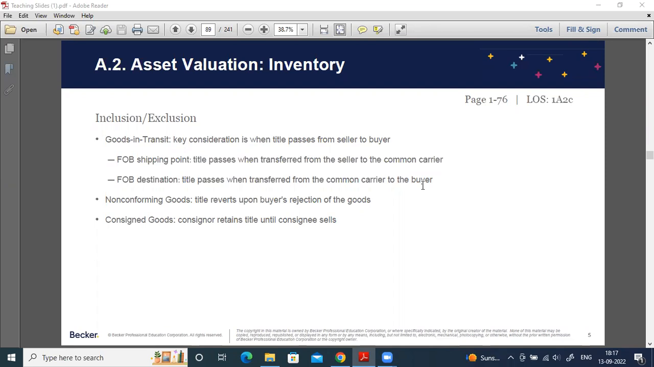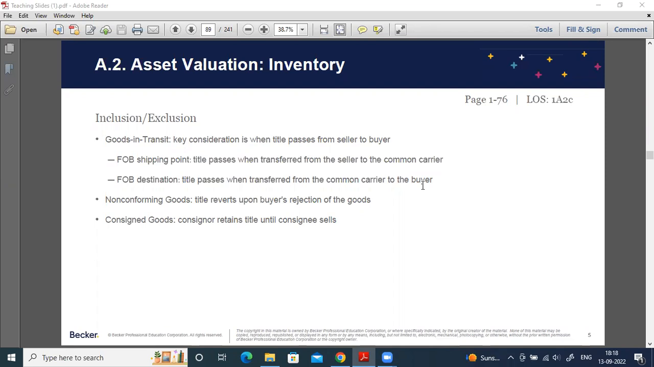So the first point you need to understand: if it is FOB destination, the title will be transferred to the buyer when it is transferred from the common carrier to the buyer. Nothing but whatever the transport courier is, when it is handed to the buyer, only then the title will be transferred. The shipment will be of two types: FOB shipping point or FOB destination.